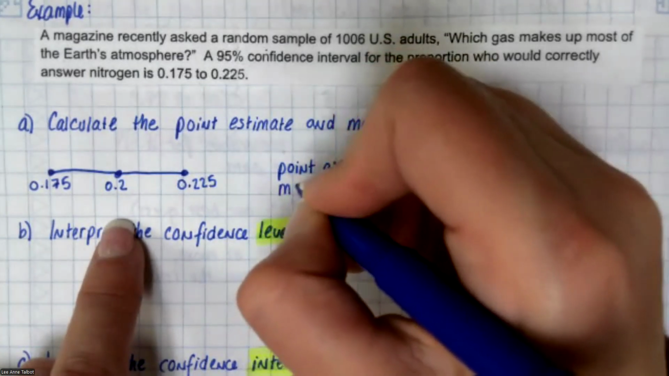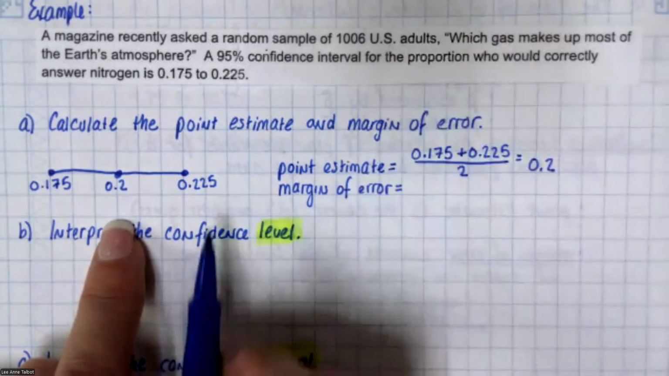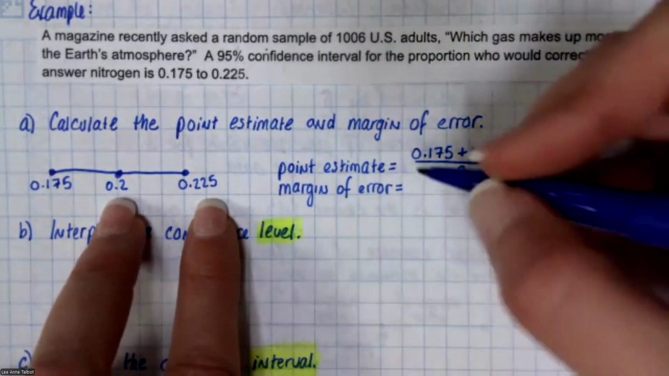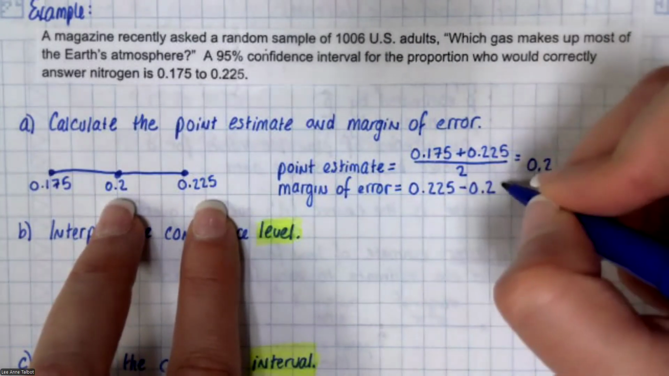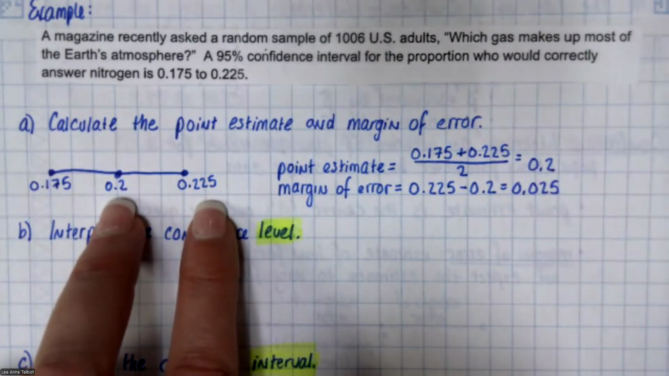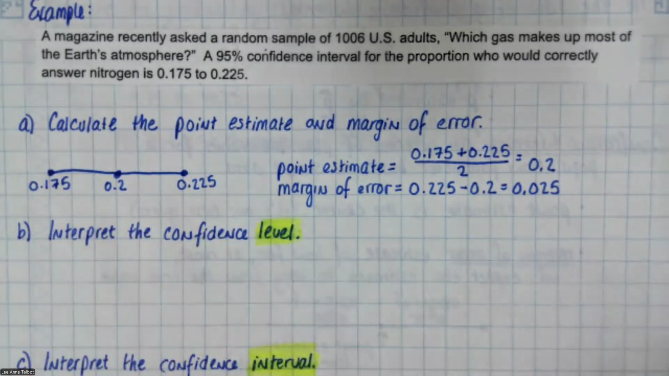Okay, now the margin of error is the distance on either side. So I'm just going to take the high one minus the middle. There's a bunch of different ways to do this. Do you have any questions? Isn't this the best math ever? Okay, that was it for that.